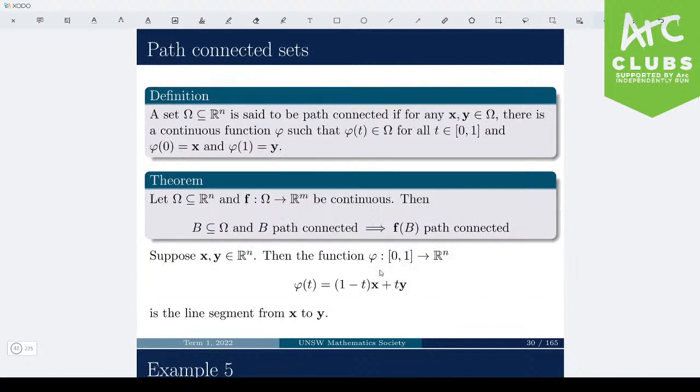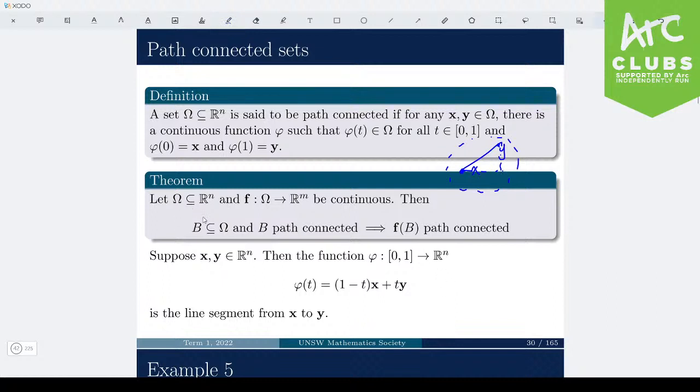Path connected sets. A set omega is said to be path connected if for any x and y elements we choose in the set omega, we can find some path between the two points in the set, and this path is continuous. So if we have, let's say, a set that looks like this, just a circle, we can always pick any two points in our set, x and y, and we can always find some path between x and y. We can, for example, just pick that path there, or you can pick the path where you go right and then go up.